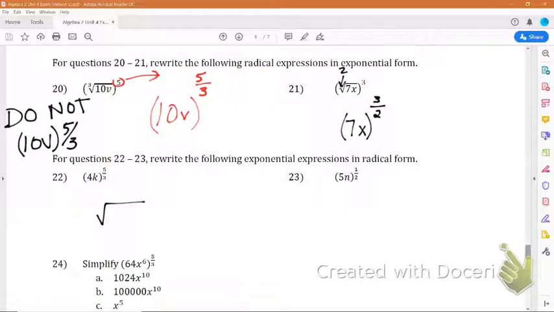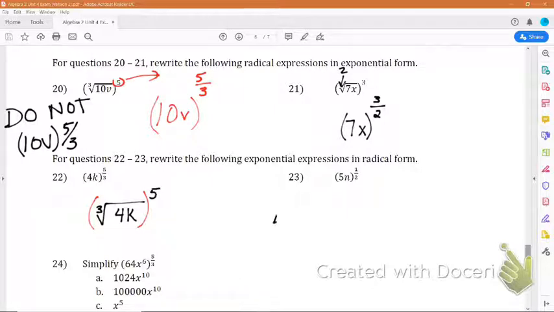For questions 22 and 23, you're doing the opposite. I'm giving you the rational exponent, and you're giving me the radical form. So 4k goes on the inside, 5 goes on the outside, 3 becomes your index. That's your final answer. You could put parentheses here, but they are not necessary. They are necessary for questions 20 and 21. You don't have to have them for 22 and 23.